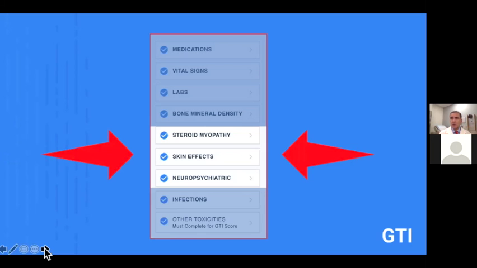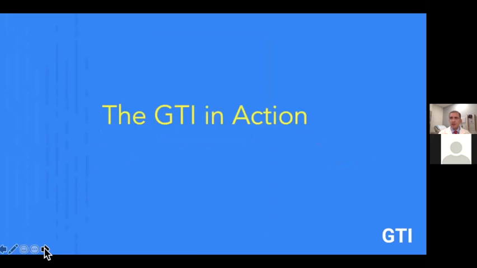And I will ask the patient if he or she is weak. I will test that formally, examine the patient's skin to see if there are cutaneous manifestations of steroid toxicity. And I will talk with the patient, just as I'm talking with you now, to glean whether or not there is neuropsychiatric toxicity. So all of these elements really are very quantitative and simple to record, and we collect most of these data anyway. So let's take a look now at the GTI in action.